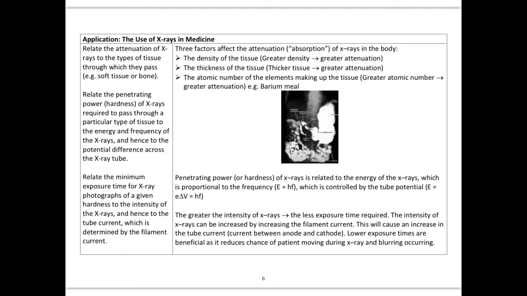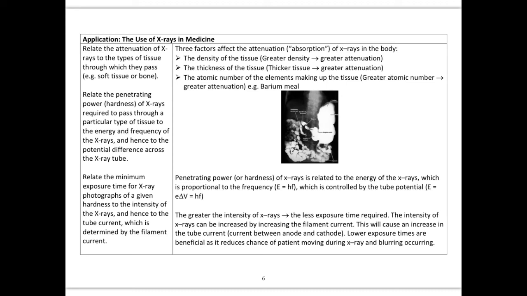And finally, and probably the most interesting, is the atomic number of the elements making up the tissue. So the greater the atomic number, the greater the attenuation. One of the reasons bones show up is they contain a lot of calcium, which is about element number 20, I think. Whereas most of our body is made of carbon, oxygen, hydrogen, which are all sort of 6, 8, 1. So the heavier elements show up more clearly in the X-ray. Things like metal screws and other bits and pieces that are in our body will also show up really well in an X-ray because of their higher atomic mass.